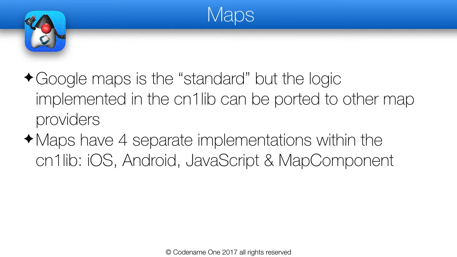Currently, we support 4 different map implementations in the CN1 lib. Most of them are based on Google Maps, but not all of them. The iOS implementation uses the native Google Maps API for iOS. The Android implementation uses the standard native Android maps from Google. Then we have 2 fallbacks. The JavaScript fallback uses the browser component to show Google Maps within a browser, and map component can work with either Google Maps or OpenStreetMaps.